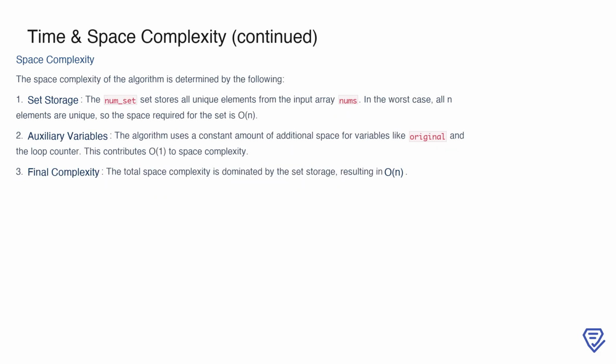Now, let's look at the space complexity. The main contributor to the space usage is the number_set, which stores all unique elements from the input array. In the worst case, where all n elements are unique, the set requires O(n) space. Beyond this, the algorithm uses only a constant amount of additional space for variables like original and the loop counter. These auxiliary variables require O(1) space. Putting it all together, the total space complexity is dominated by the set storage, which means it is O(n). This is an efficient use of space considering the operations we need to perform.